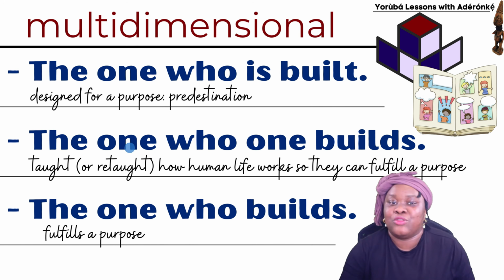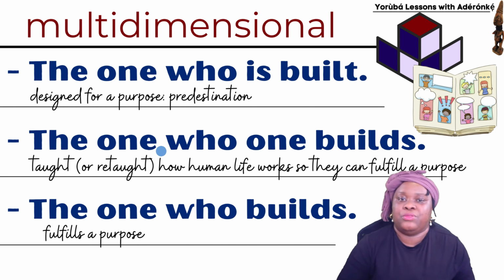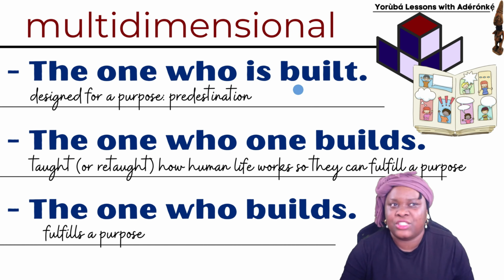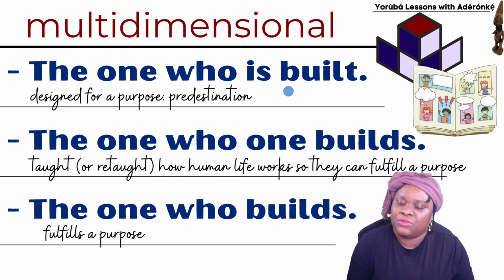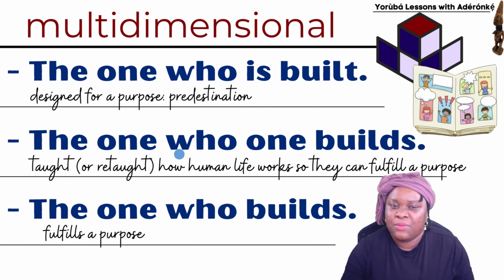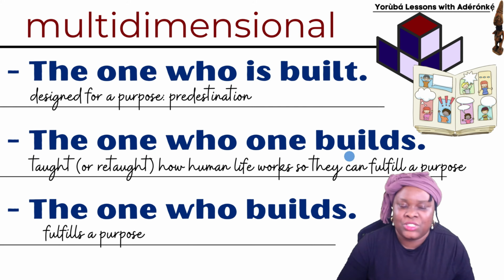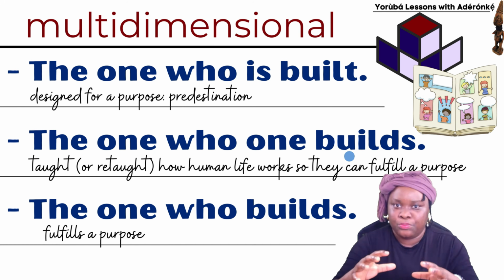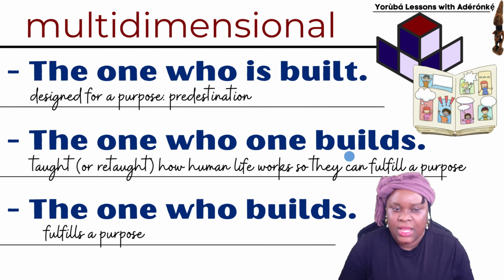taken into consideration for the second step, which is the one who one builds. Knowing how the child has been built, what the physical embodiment or physical manifestation of this soul is built for, helps you determine how to build them, which is the second step, the one who one builds. So in this stage, the child is taught or rethought how human life works so they can fulfill a purpose.